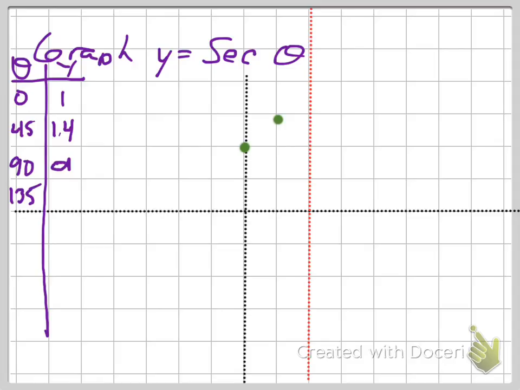So we keep going. 135. 1 divided by the cosine of 135 is negative 1.4. 180, negative 1. 225, negative 1.4. 270, asymptote.